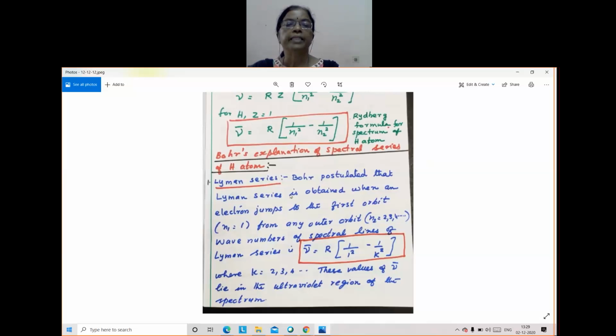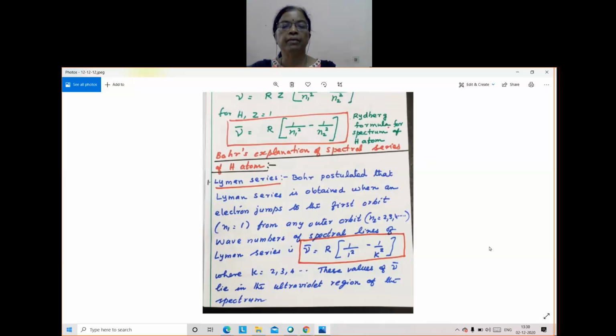Next, Bohr's explanation of spectral series of hydrogen atom. So we have seen different series of spectral lines: Lyman, Balmer, Paschen, Brackett, Pfund. 5 series of spectral lines are observed for hydrogen atom, and this is the explanation for that. Lyman, name of the scientist. Lyman observed this series. Bohr postulated that Lyman series is obtained when electron jumps to the first orbit, n equal to 1.